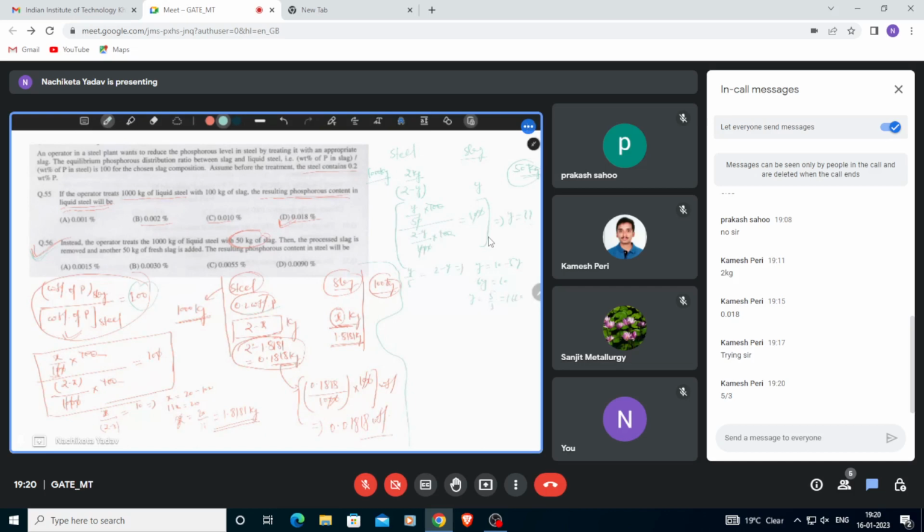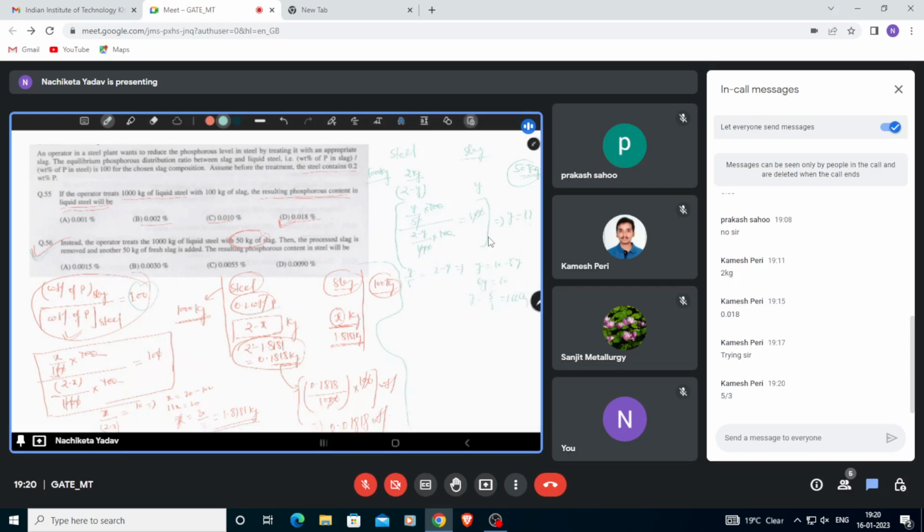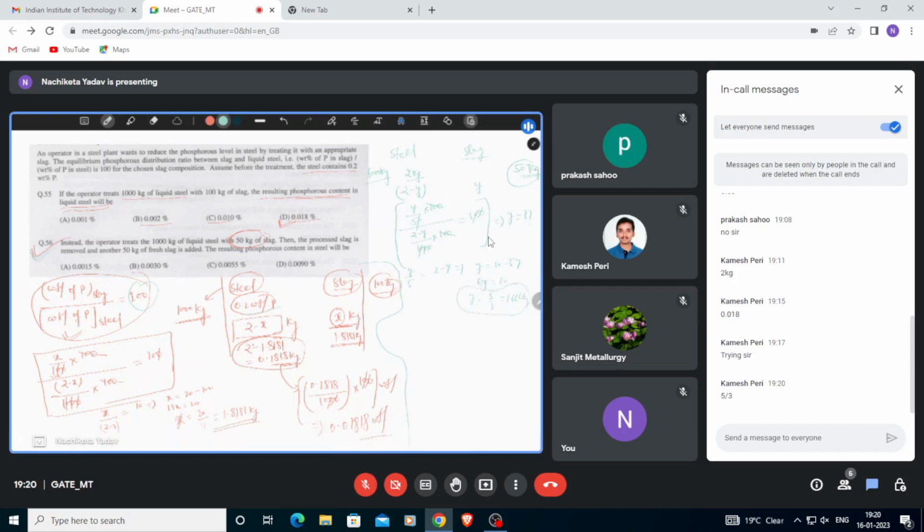1.666 kg. So this is the phosphorus content in slag in kg. So the remaining phosphorus in steel will be 2 minus y. That means how much? 0.334 kg. This is the remaining phosphorus content in kg after treating with 50 kg of slag. It is saying the processed slag is removed and another 50 kg of fresh slag is added. So we will apply the same procedure.